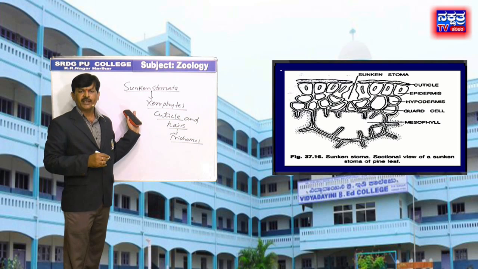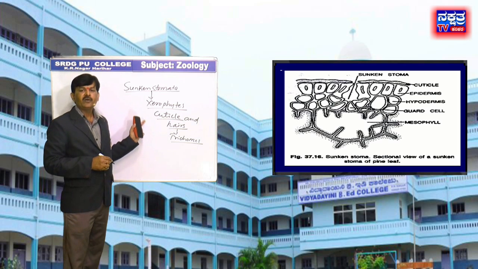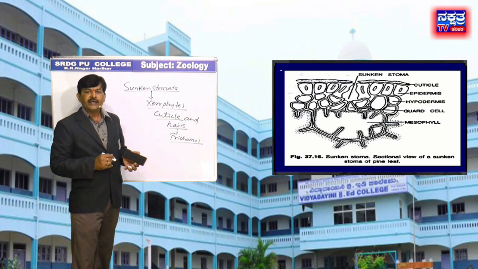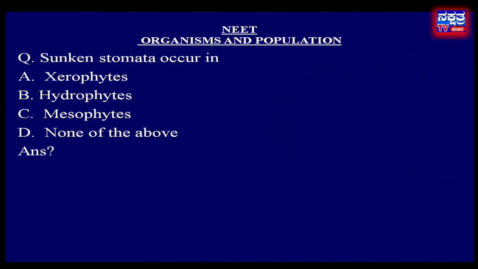A sunken stomata is a stomata in a small pit which protects the escaping water vapor from air currents, decreasing water loss from the leaf surface in xerophytic plants. Therefore, in the given options, A, that is xerophytes, is the right answer.